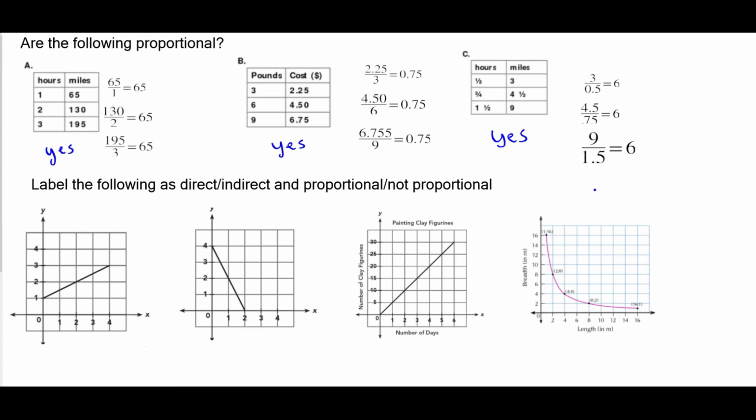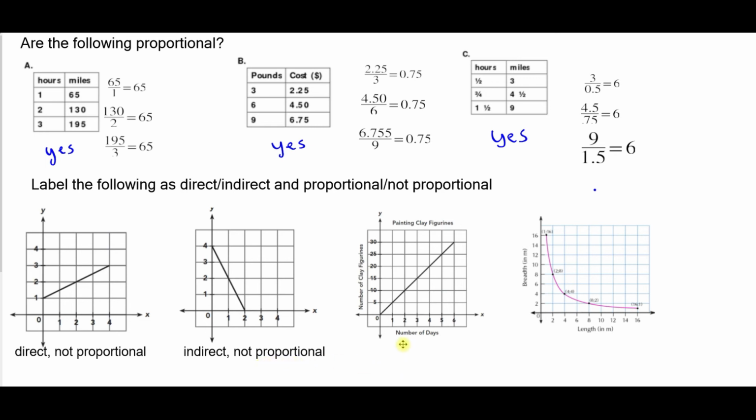Label the following as direct or indirect, and then as proportional or not proportional. Look at this one. We have a positive slope. It is direct. If I increase x by one, I increase y by a half, another x, another half of y. So this one is direct and it is not proportional. It does not go through the origin. Here I have an indirect relationship and it is not proportional as well.